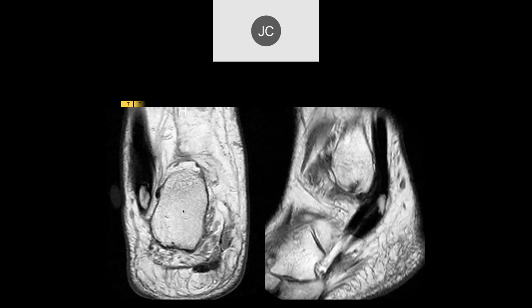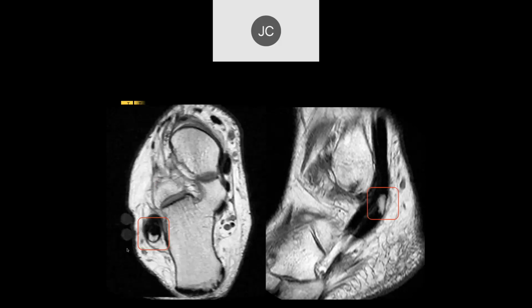Right, so we have thickened peroneal tendons. Looks like there's an ossicle within the tendons, right where the markers are located. But this is a little bit different location.